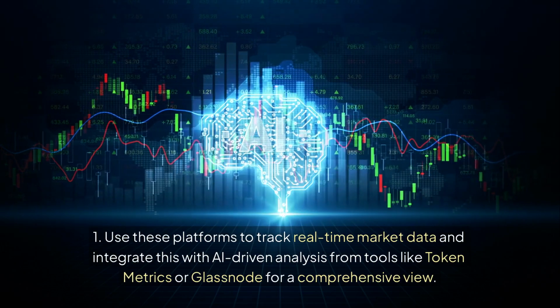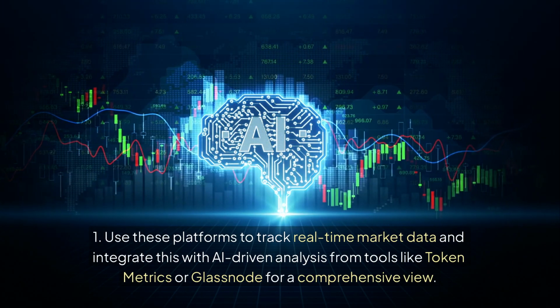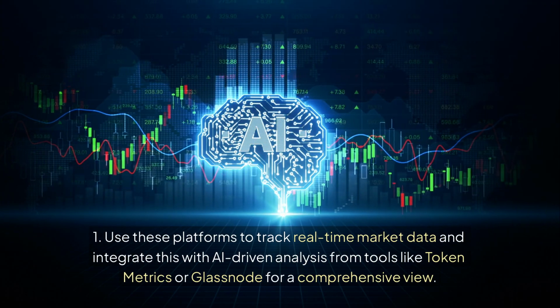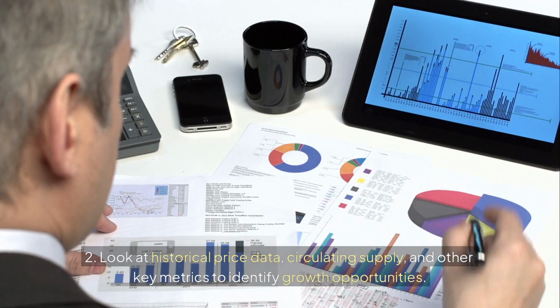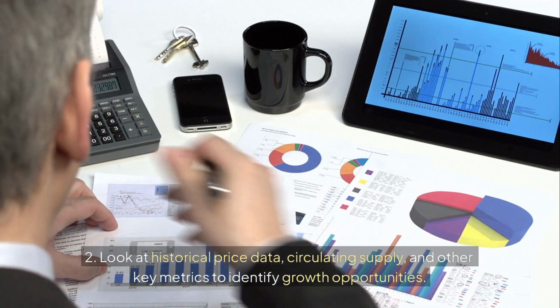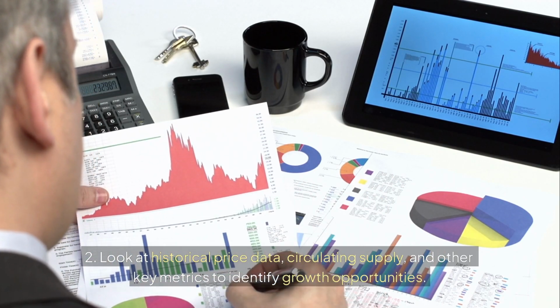1. Use these platforms to track real-time market data and integrate this with AI-driven analysis from tools like Token Metrics or Glassnode for a comprehensive view. 2. Look at historical price data, circulating supply, and other key metrics to identify growth opportunities.